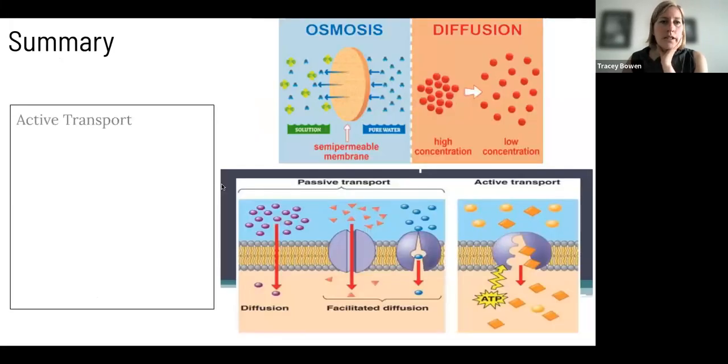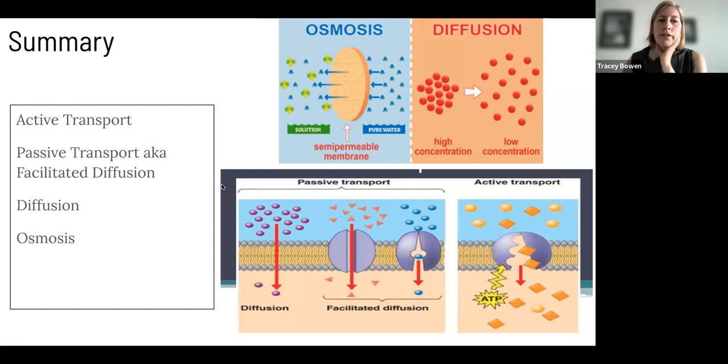So to summarize, we have active transport, passive transport via facilitated diffusion, osmosis, and exocytosis and endocytosis, which you should be familiar with all of these. And that is it for this video.